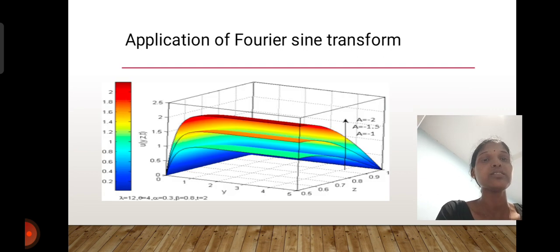This is a small diagram of the Fourier sine transformation, where a is equal to minus 2 and a is equal to 1. We have taken the three functions of a, where pi is equal to 12, theta is equal to 4, x is 0, byte is equal to 0.8 and t is equal to 2. We get the output like this.